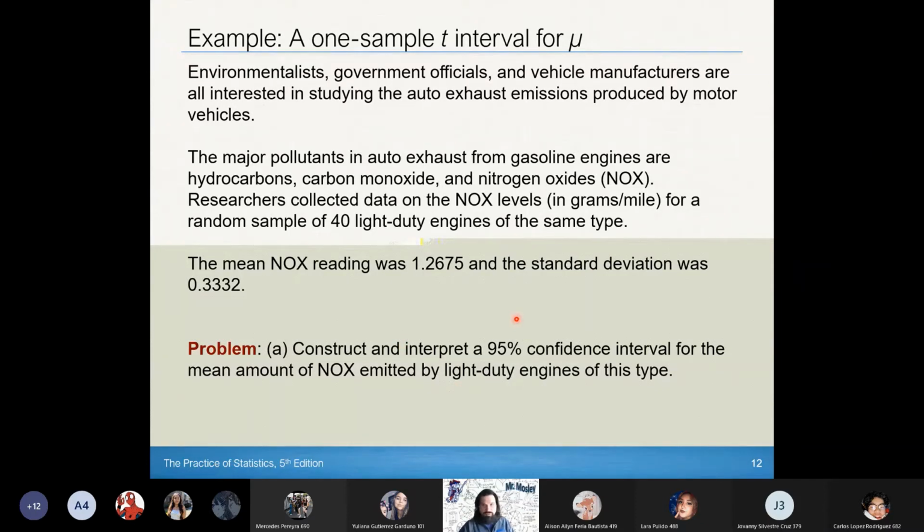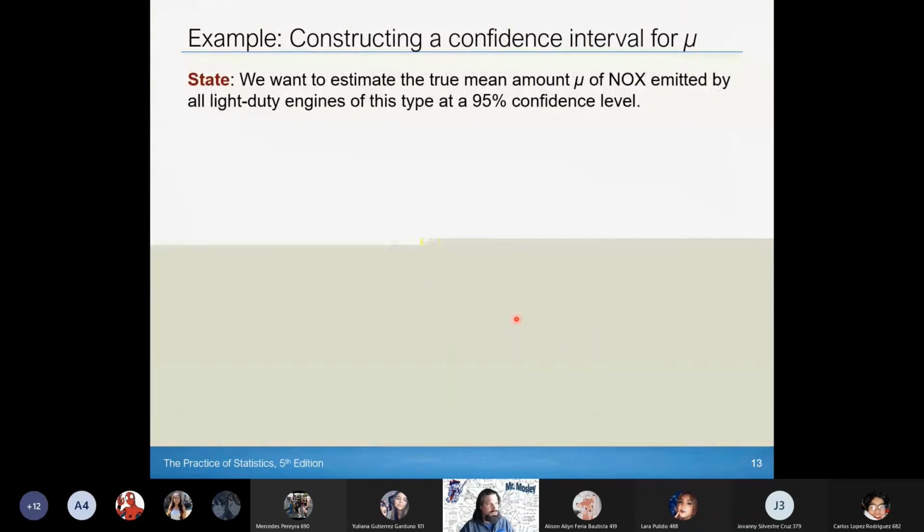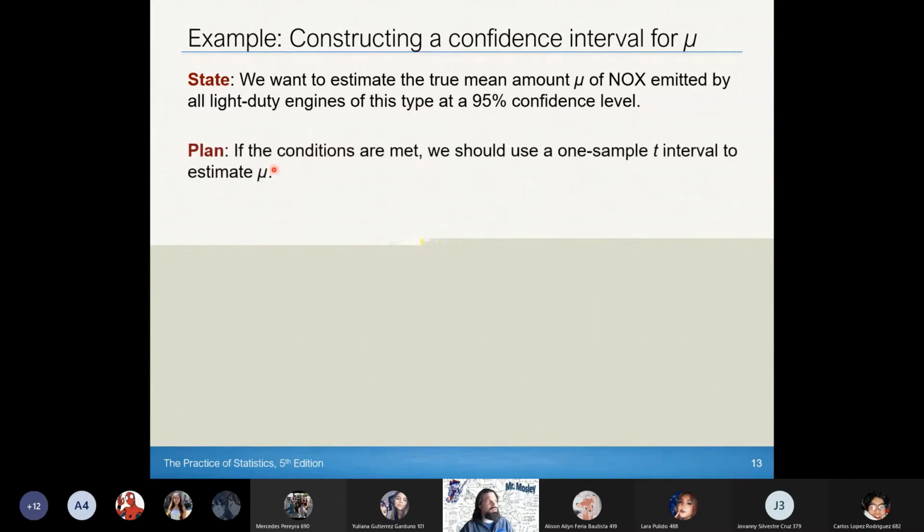We will be using our four-step process, right? State, plan, do, conclude, to make sure we don't skip anything. State: we want to estimate the true mean amount, mu, of NOx emitted by all light-duty engines of this type at a 95% confidence level. Plan: if the conditions are met, we should use a one sample t interval to estimate mu.